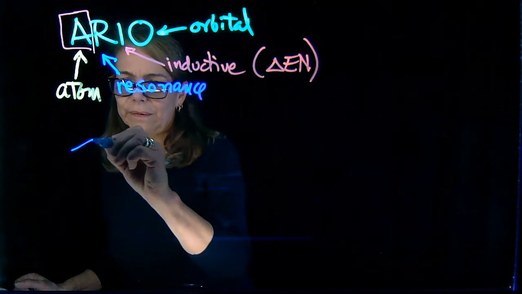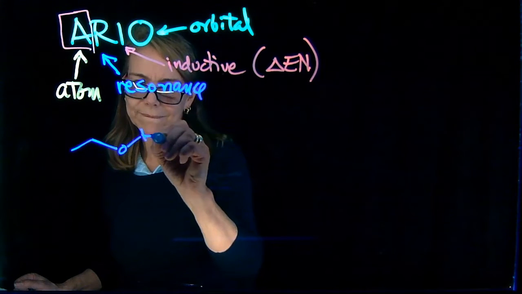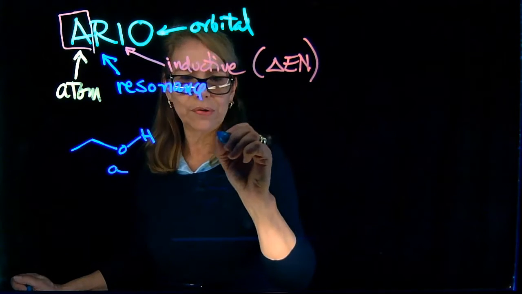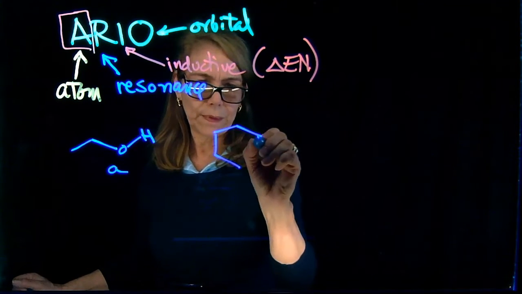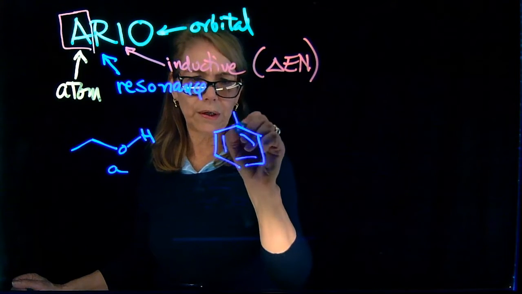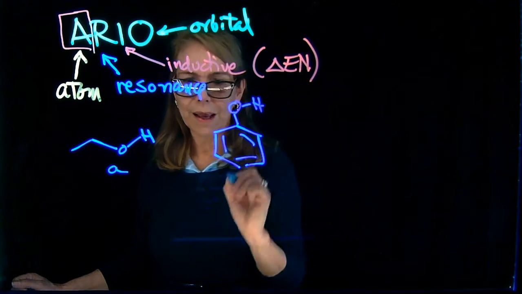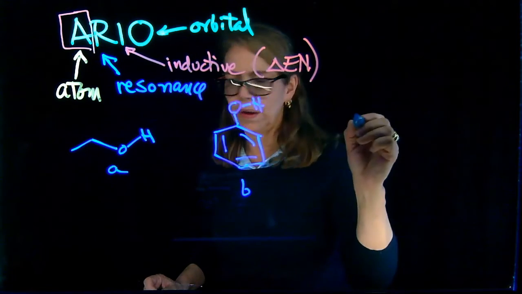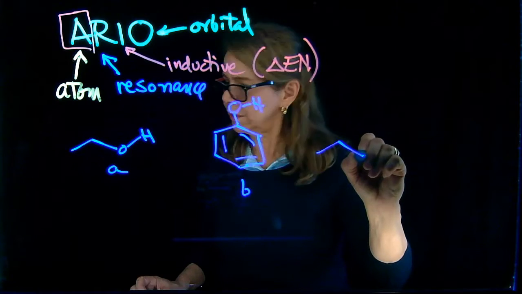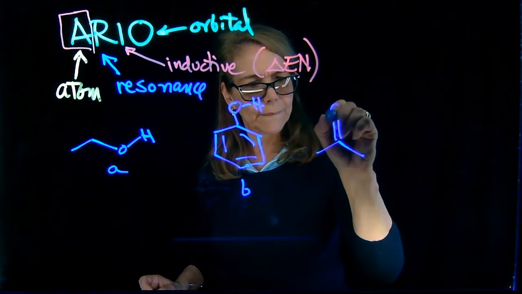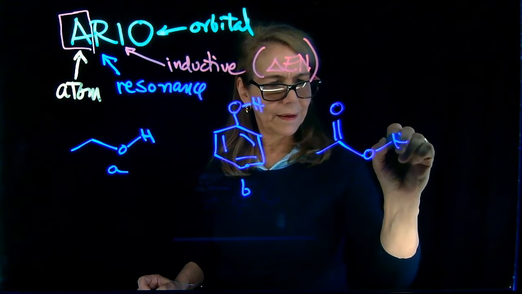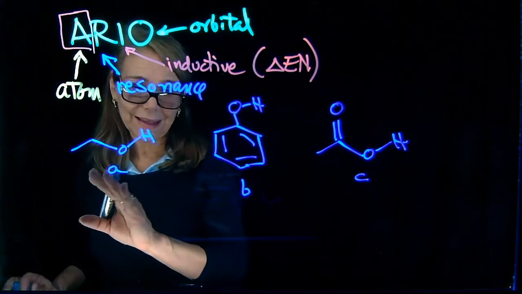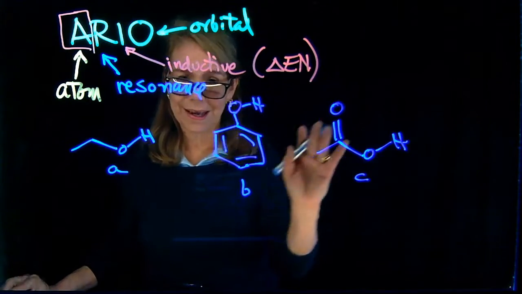So first, I'm going to draw this. A molecule is an alcohol. Then I'm going to draw another structure here that is phenol, and I'm going to give it a letter B. Then I'm going to give you another structure, and that is a carboxylic acid. So in fact, this is ethanol, phenol, acetic acid.